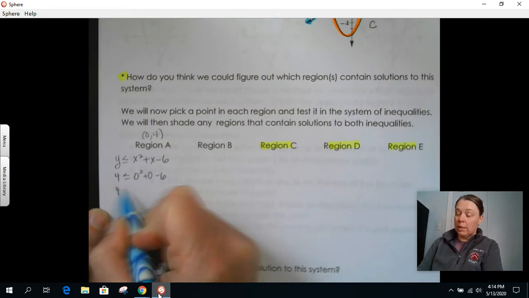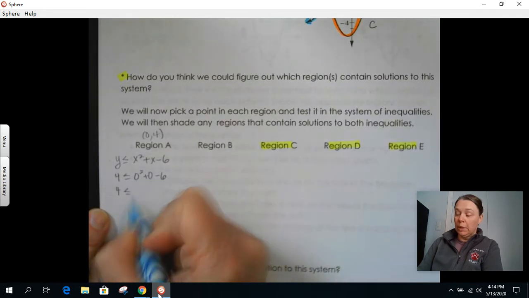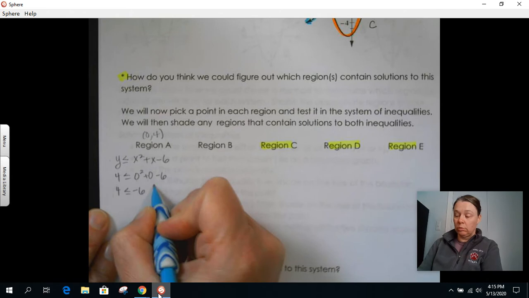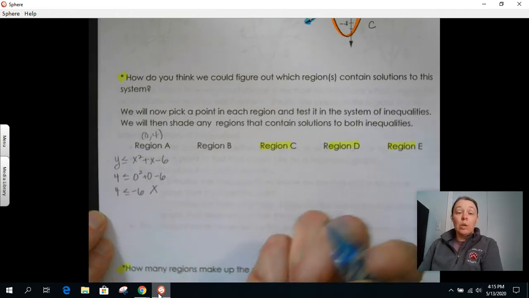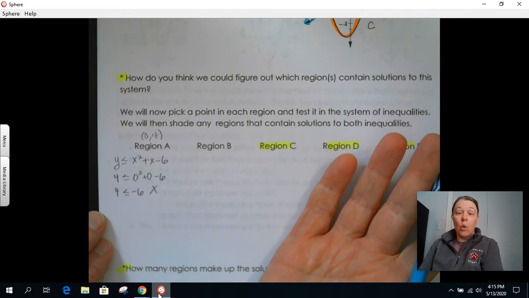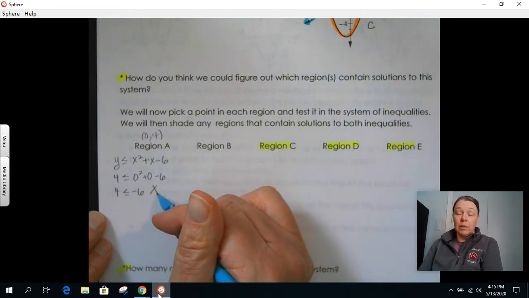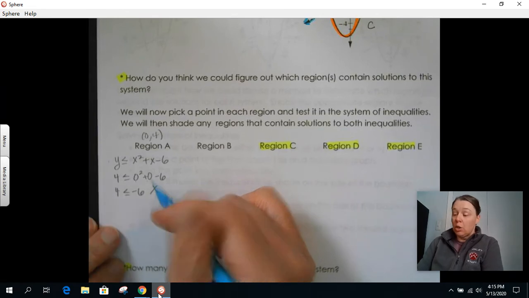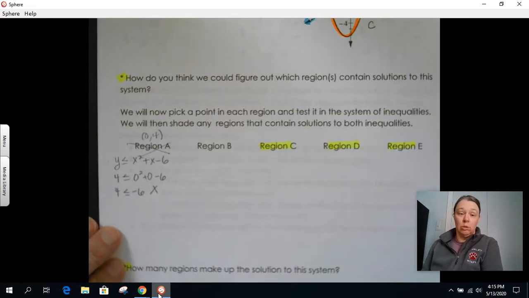So I have 4 is less than or equal to, well, that's 0 plus 0 minus 6. That's not true, right? I actually don't even need to plug my ordered pair into the second inequality because it's not true. If it doesn't work in both inequalities, it's not a solution. And it didn't work in that first one, so this is not a solution.